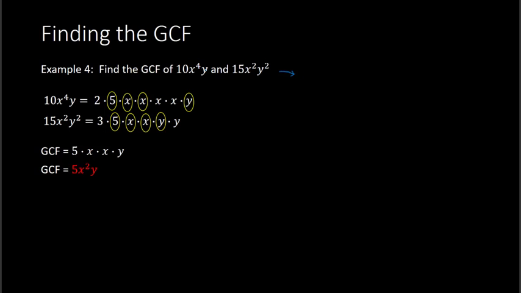So if we wanted to, right at this point up here, we can see the variables, see what they have in common. This one has 4 x's, this one has 2. Well, they both have 2. This one has more than 2, but they both do have 2. So 2 x's is what they have in common.